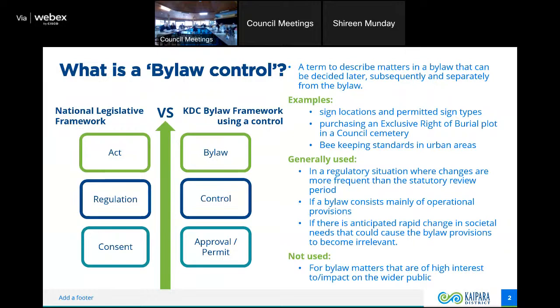By control document, do you mean like the code of practice? Yes, yes. Sorry, I should have read it. So the control documents that I'm talking about today are the signs standards and the cemetery and crematoria code of practice. I've included them just to give council a good understanding of how they work and how they move in with the bylaw.